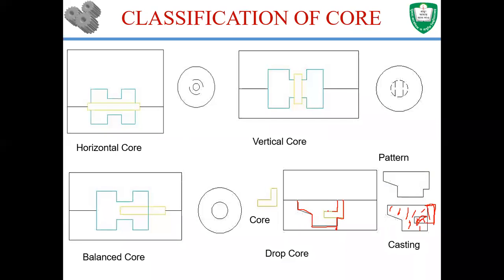Then in this region you place a core. The hashed region is the core. And how do you place that core? This is the whole cavity. You just drop the core from the top into that position, and then you pour the molten material. The material will not go in that place, and your final casting will be like this. Did you get it?